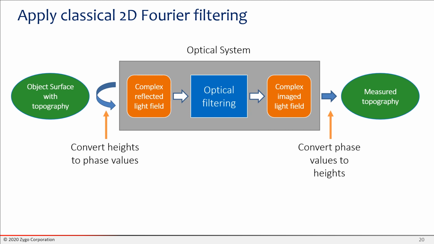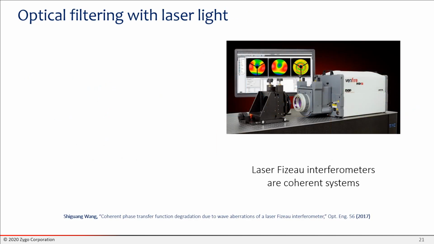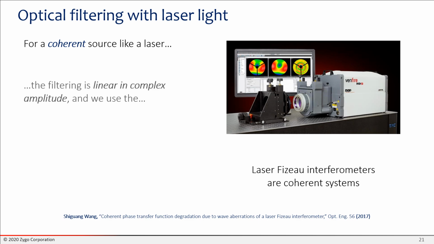So what's important in this model is how the optical filtering takes place. And that is typically in a Fourier optics model characterized by a transfer function. The kind of transfer function that we use to characterize the optical filtering properties of the instrument depends strongly on the light source and the illumination geometry. If you've got a laser-based interferometer, then the light is fully coherent and the filtering is linear in the complex amplitude. So we use the amplitude transfer function.